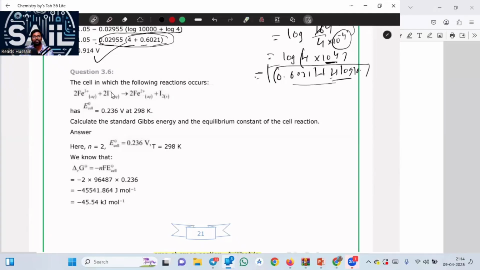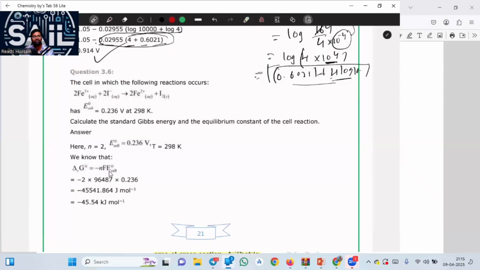2I minus means 2 units of negative charge. Here it becomes 0. 2 negative charges become 0 means N value is 2. The first one is better, I think. N value is 2. So delta G naught is equal to minus N F E naught. N value is 2. F value is 96,500, we know.